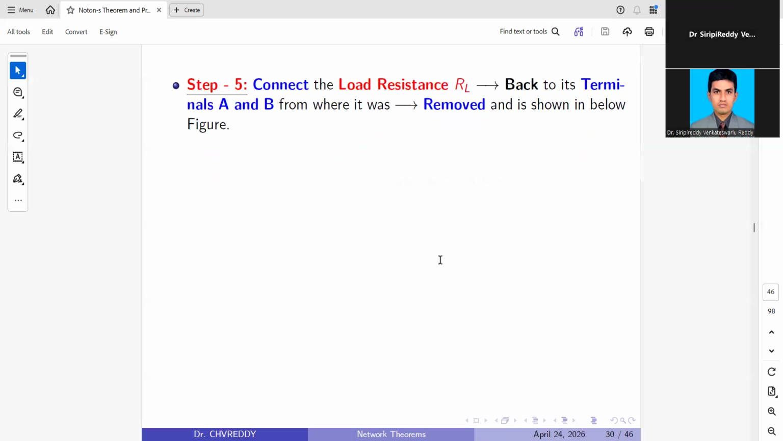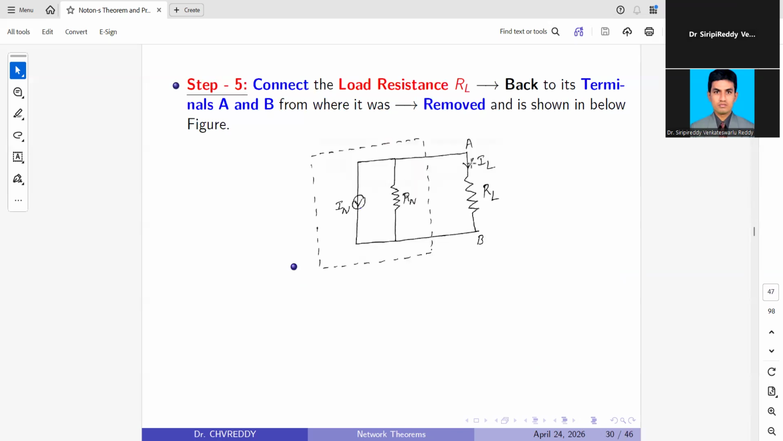In step 5, initially we removed the load resistance from the AB terminals. Now we connect that load resistance back to its original position. That means the terminals A and B are connected back here, as shown in the figure below. So the load resistance is connected back to the AB terminals.